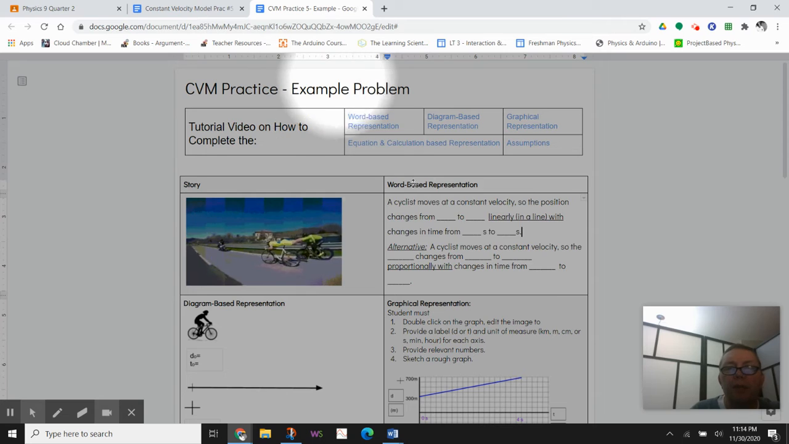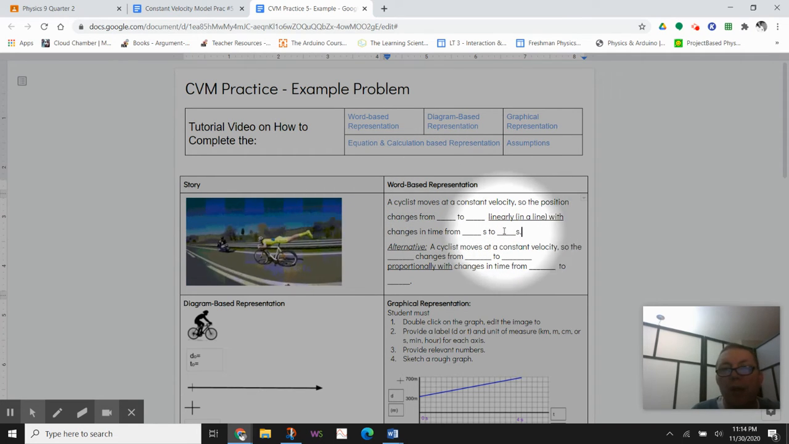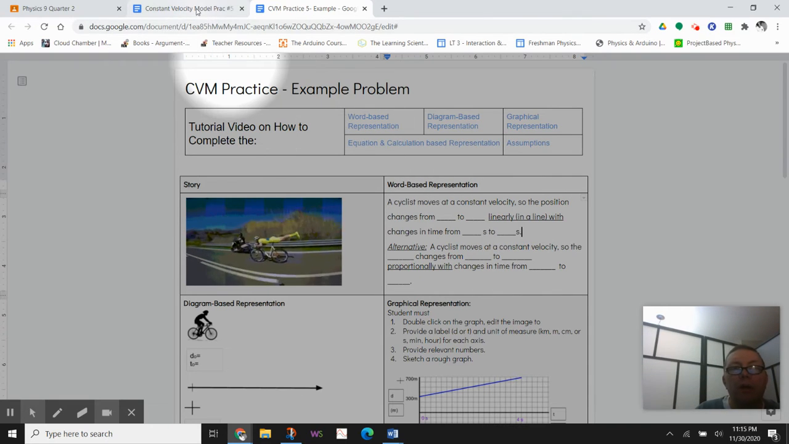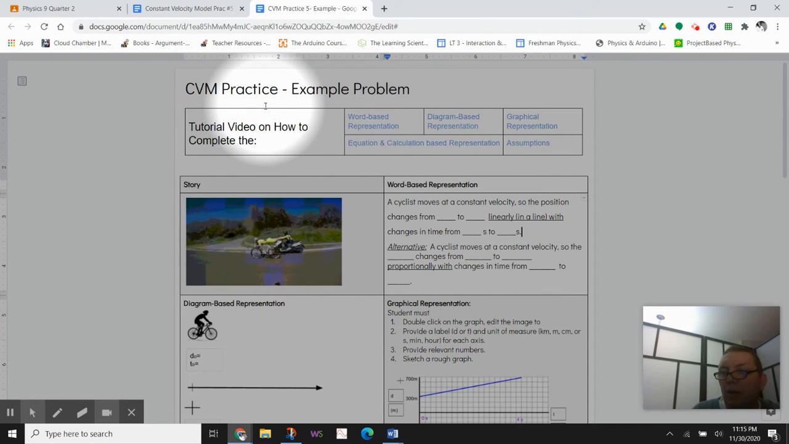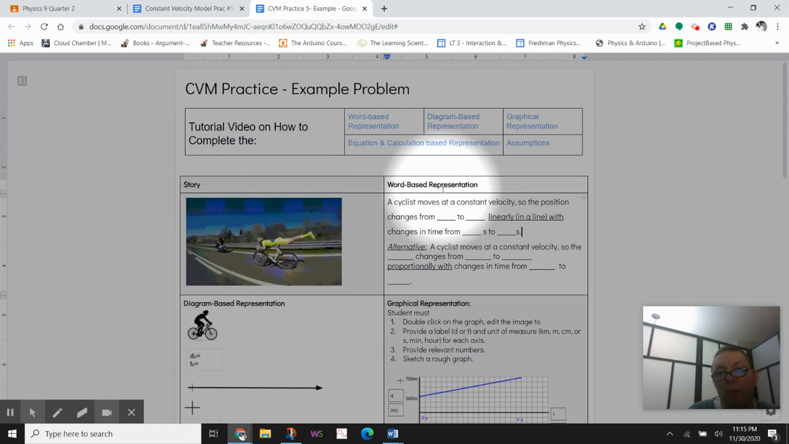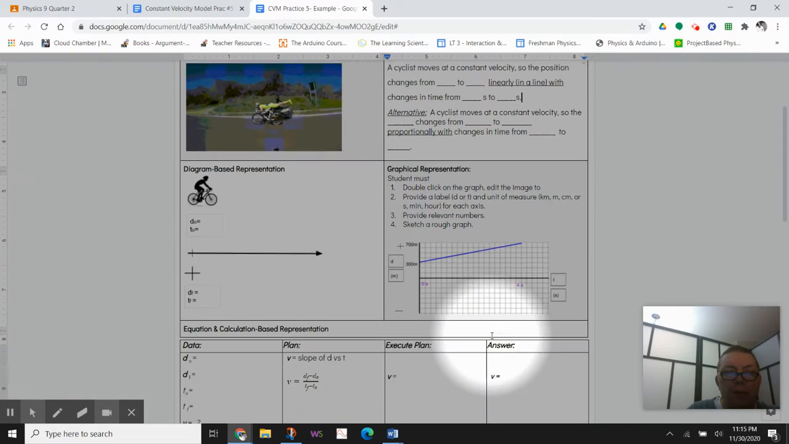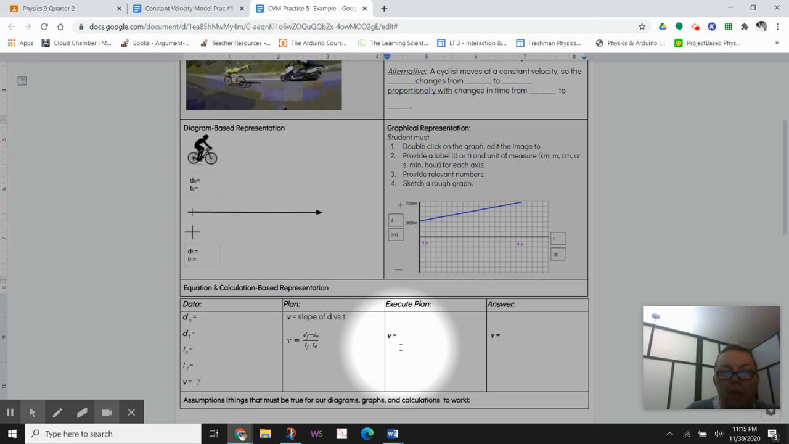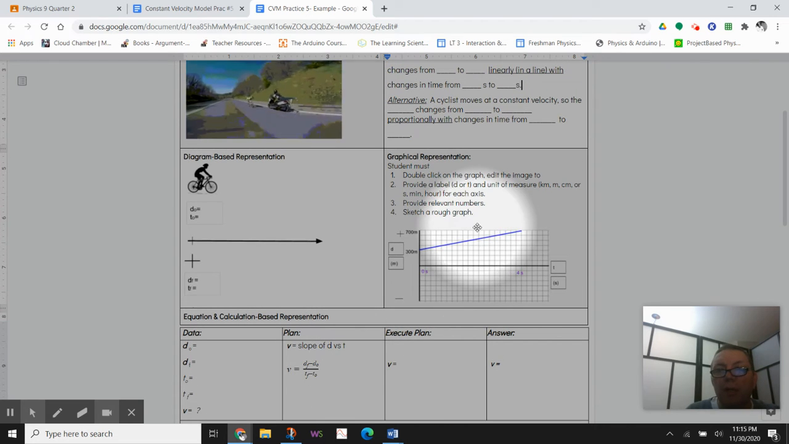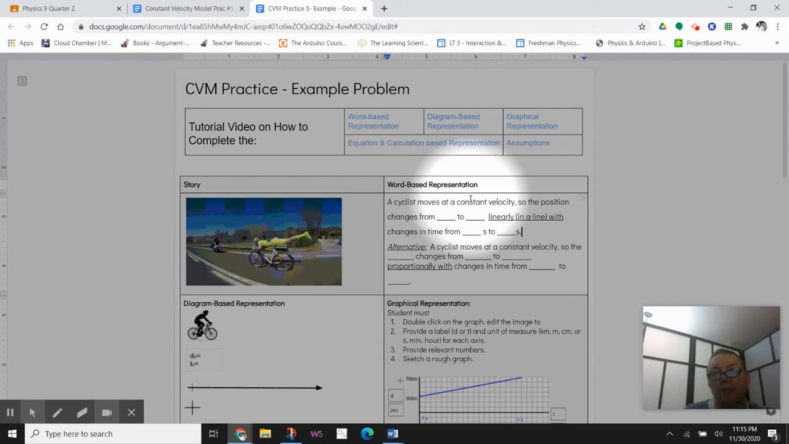Looking at the example problem, the first thing that we're going to take a look at is the word-based representation. Right now we have a model, the constant velocity model, and we can represent an object with a constant velocity in a variety of ways. We can represent it with words, that'd be the word-based representation. We can represent it with a graph, with a diagram, with calculations and numbers, and then there are some assumptions that we might use. So we're going to go through and work on each of these different types of representations.